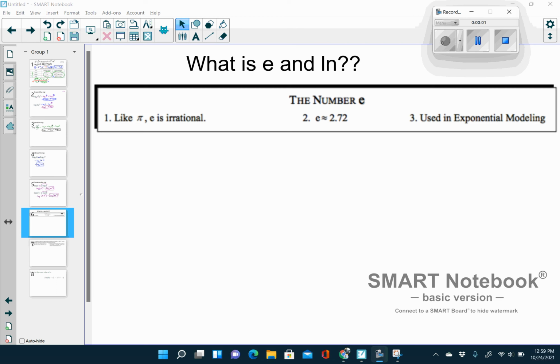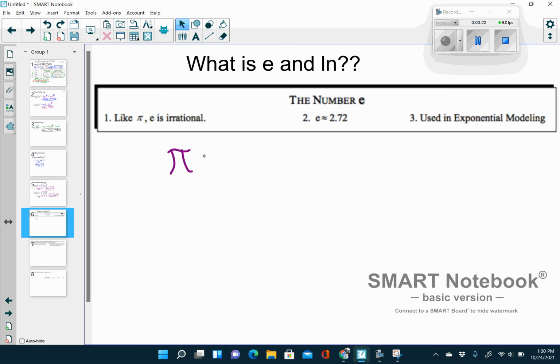All right, advanced students. So we're doing the last lesson of logs that we need to know, and that's the difference between a regular log and a natural log, which is ln. And so let's talk about that, okay? Before we get into that, I'm going to introduce you to a new number.